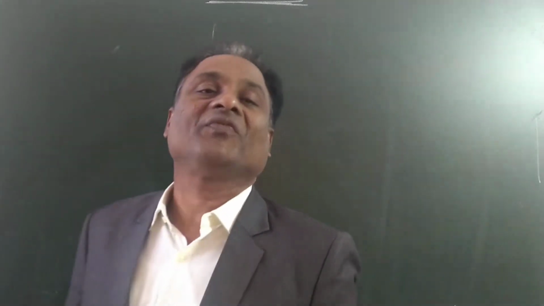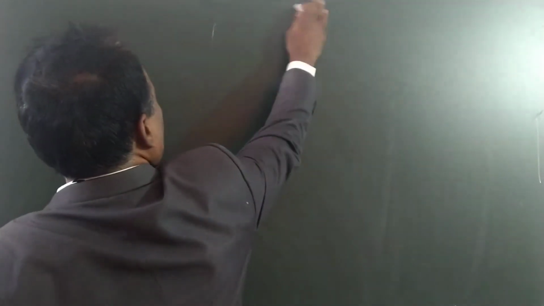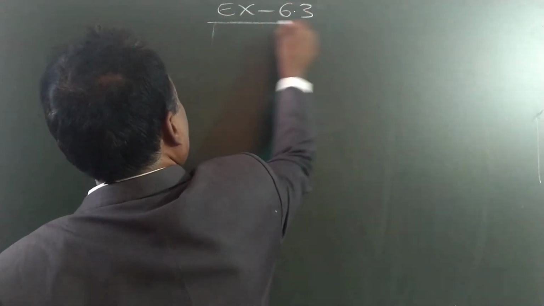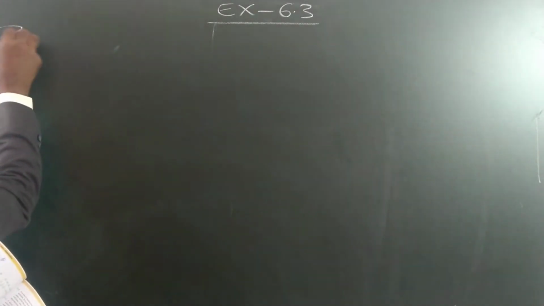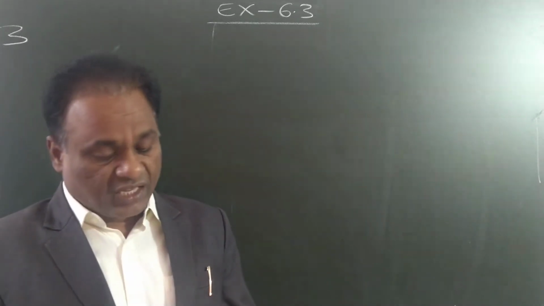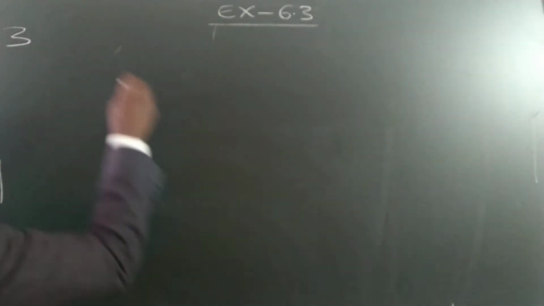So progressions, as per this textbook, students, this is page number 150. Progressions, exercise 6.3, arithmetic progression. All of you open your textbooks. All are important problems, and in 6.3 we completed the third question, now the fourth bit.